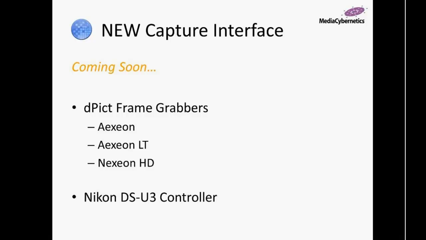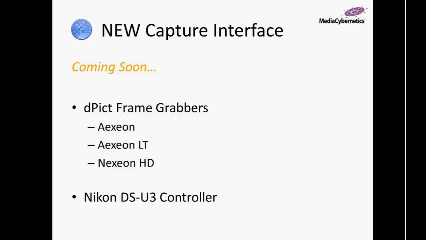And with this Axion card, you're able to support analog cameras and bring those signals in. With the LT, you can bring in simple composite video and support that as well. And with the Nexion HD, you can look at DVI and HDMI outputs of your digital cameras and then bring those directly into the board, which has an interface using this D-Pick frame grabber capture interface with Image Pro Premiere, now on 9.1.